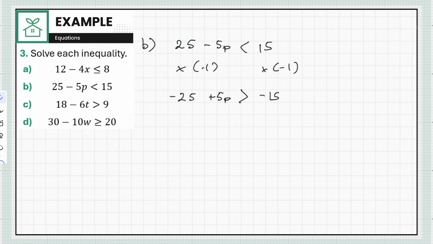than negative 15. Now, to get rid of this term, I'm going to add 25 to both sides. So 5p is greater than 10. Now, all I have to do is divide both sides by 5, and I get p is greater than 2.